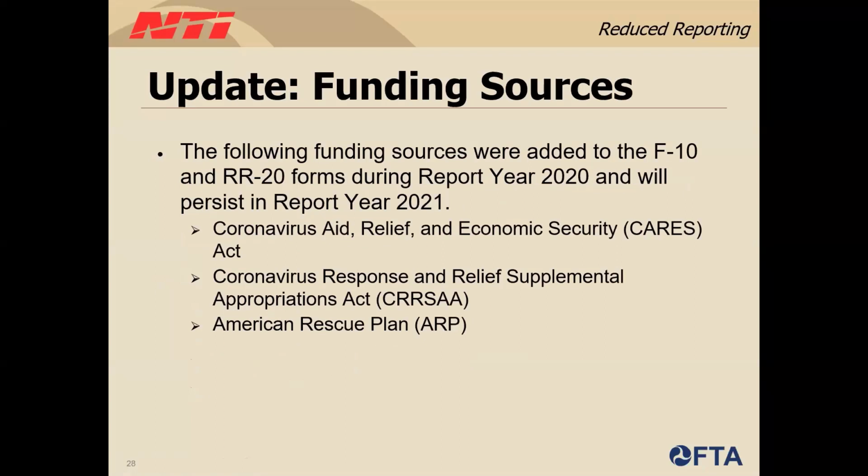We have added several new funding sources to the RR20 form to reflect 3 acts that were passed in response to the COVID-19 pandemic. These 3 funding sources are the Coronavirus Aid, Relief, and Economic Security, also known as CARES Act, the Coronavirus Response and Relief Supplemental Appropriations Act, also known as CRISA, and the American Rescue Plan, also known as ARP. These items appear under the 5307, 5310, and 5311 funding sources on the RR20 form.